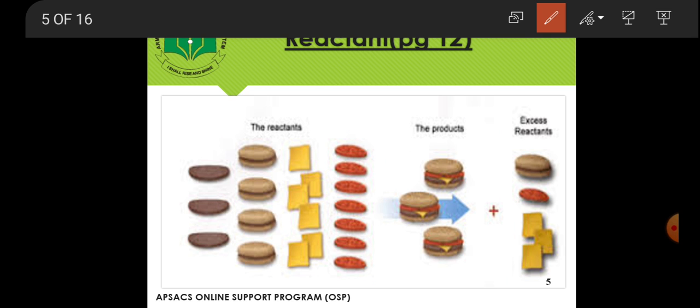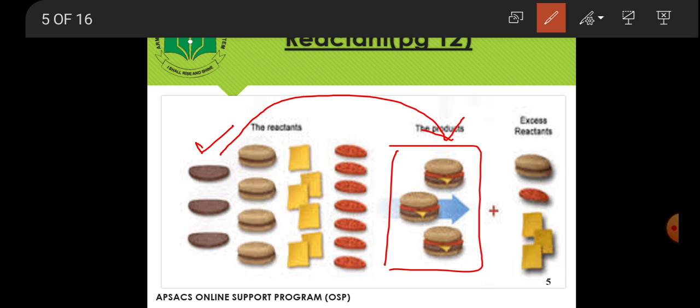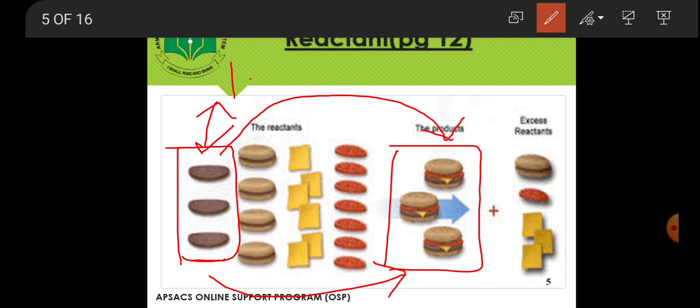Now, why are only 3 sandwiches made in this cooking process? Because we have only 3 kebabs. It means kebabs limit the sandwiches. Kebabs control the amount of sandwiches. If we consider this as a chemical reaction, then the kebab is the limiting reactant. Why? Because it limits the amount of sandwiches. It controls the amount of sandwiches. There are only 3 kebabs present, so only 3 sandwiches can be made.